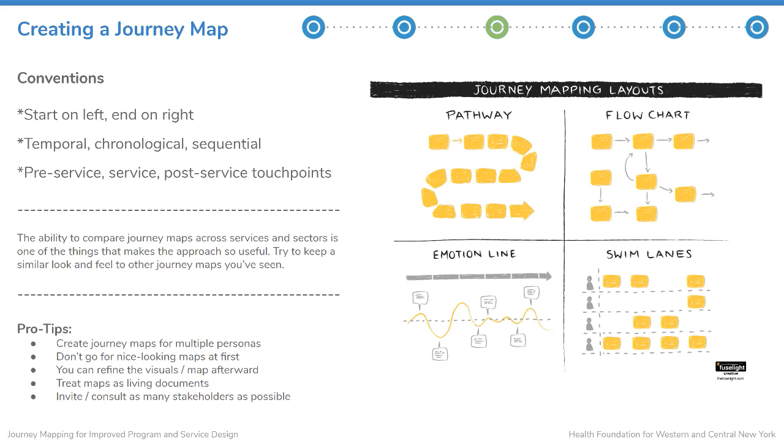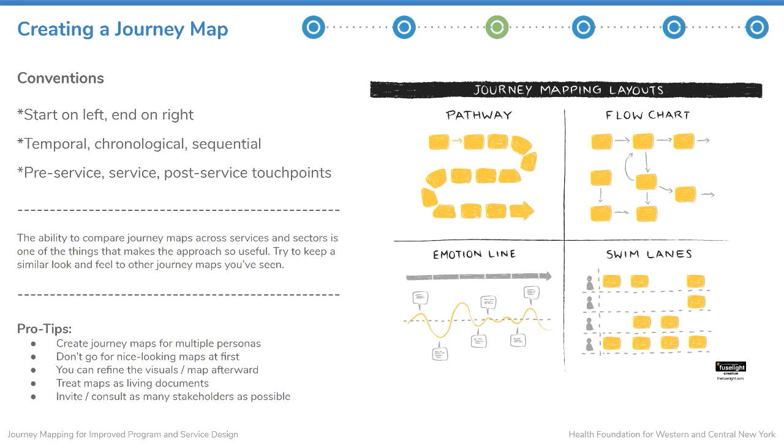You may, as I mentioned before, need to create journey maps for multiple personas, but you don't have to go for the nicest looking maps at first. Get everything sketched out as best you can. Napkins work, the back of copier paper works. Just get it out, get your ideas out on paper, and just remember that you can always refine the visuals and the map afterward.